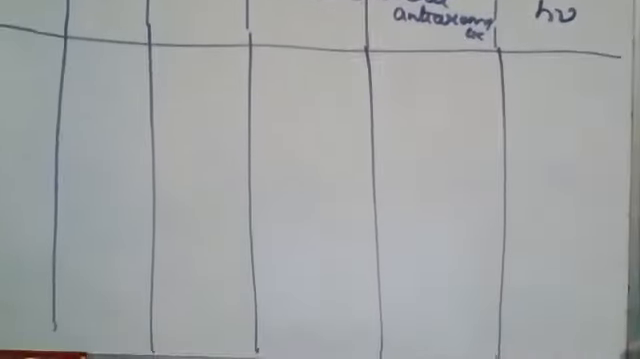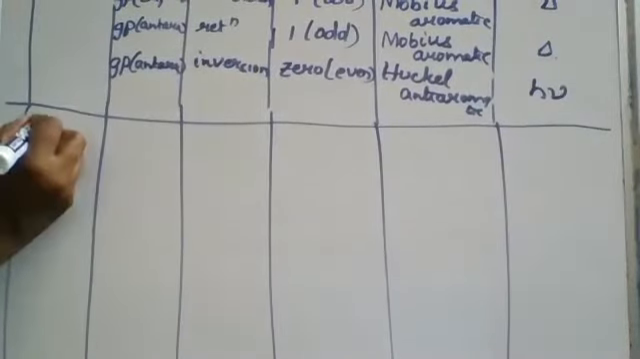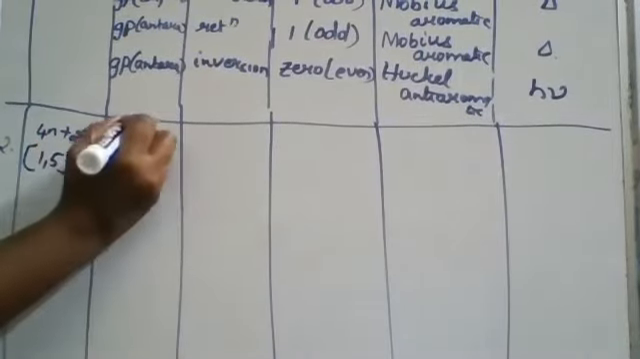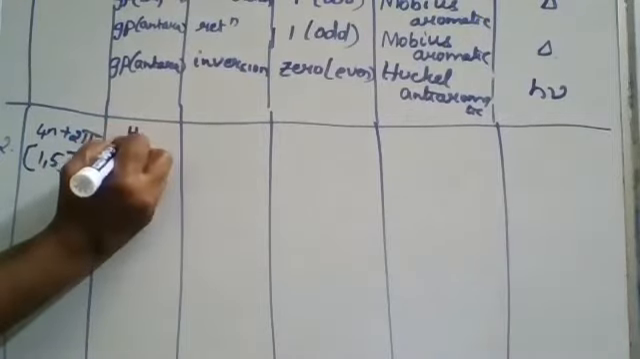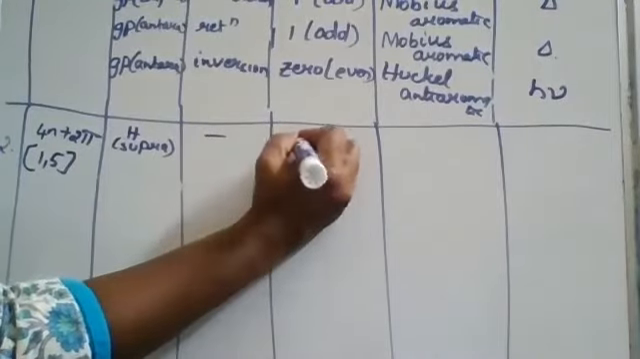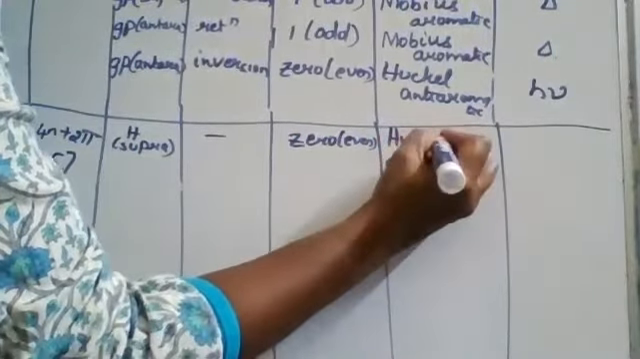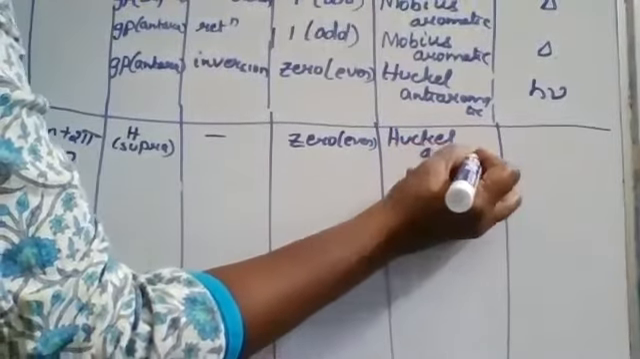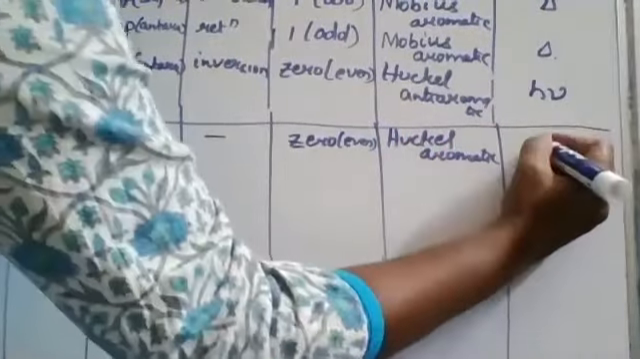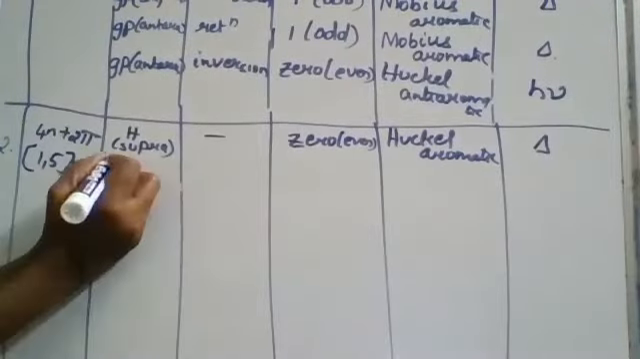Now I'm going to go for a 4n plus 2 pi system. Okay, so second one, 4n plus 2 pi system. It's a 1,5 migration, hydrogen migration suprafacially, no configuration. This is presence of 0 nodes, that is even number. It's a Huckel aromatic transition state, so it is thermally allowed.